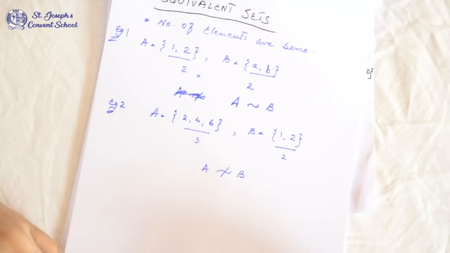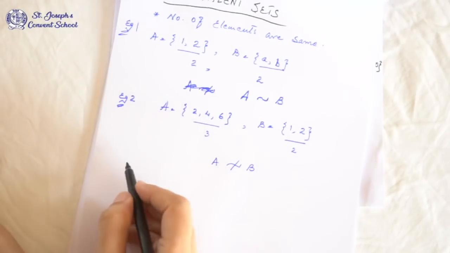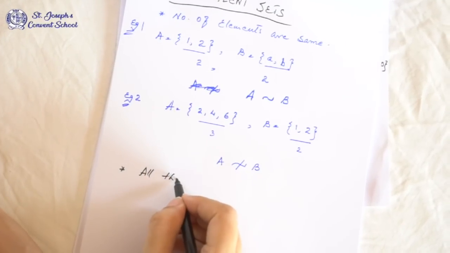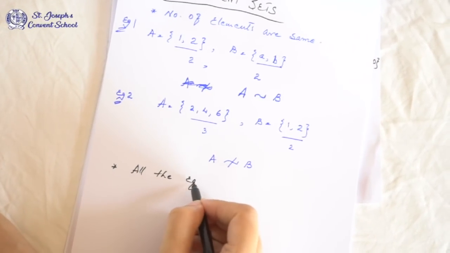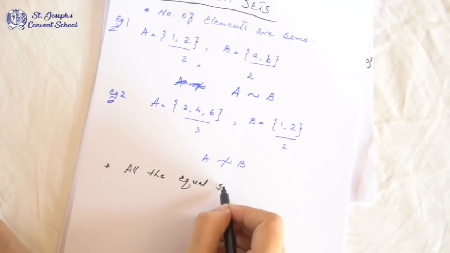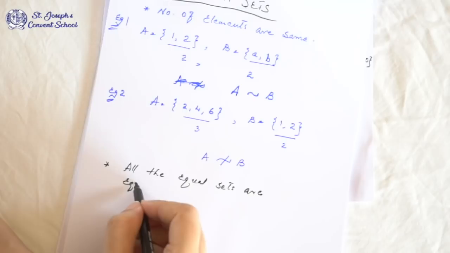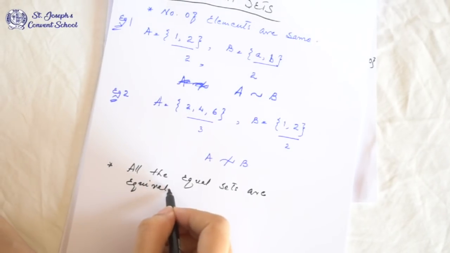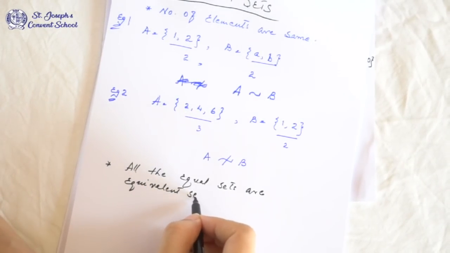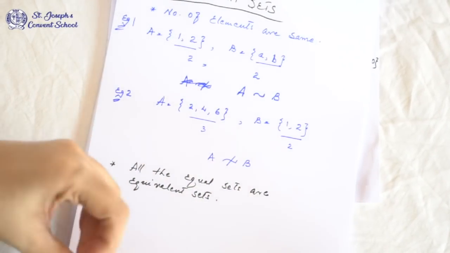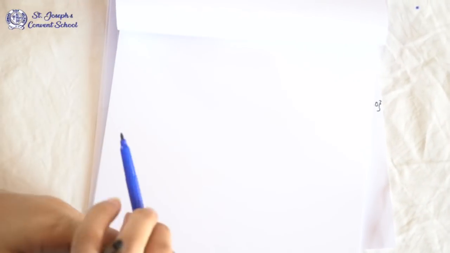So you can say that all the equal sets are equivalent sets. All the equal sets are also known as equivalent sets, but all equivalent sets are not equal sets. Okay, and you have done subsets and supersets, power sets and all that.